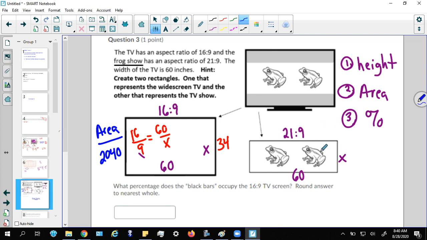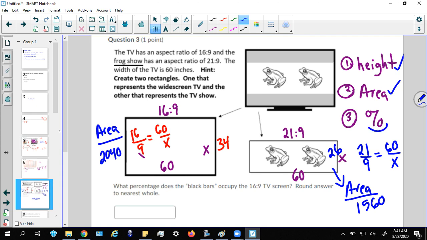Now I'm going to do the same exact thing over here. Again, creating a proportion where width is over height. Cross multiply and solve. I get a height of 26. 60 times 26 gives me an area, so the area right here is 1560. So first step, check. Second step, check. Now I've got to find the percentage.